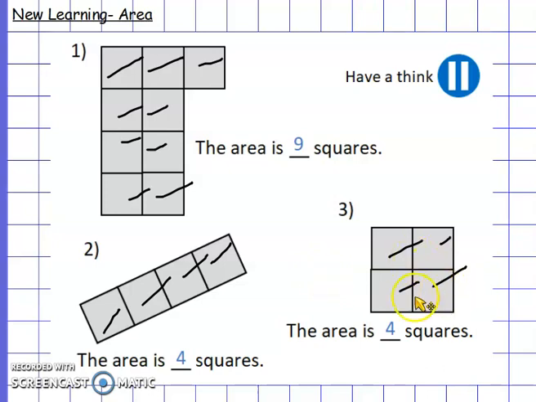You'll notice that I've made little jottings, little lines on the squares to help me count. And you can do this today on your sheet to help you work out the area of your shapes.